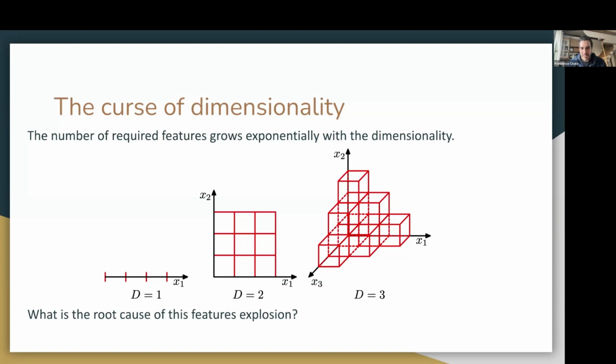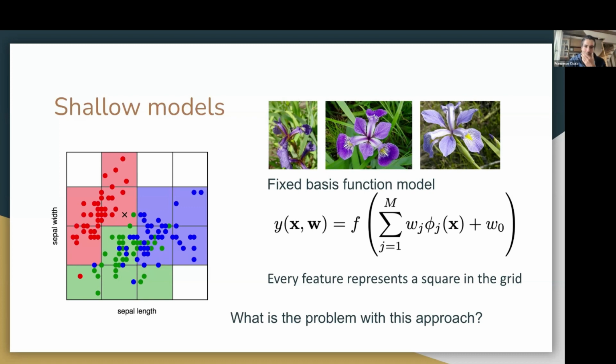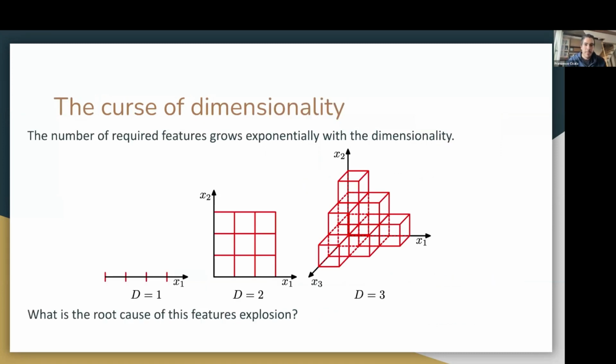So the answer is a bit subtle. The number of required features grows exponentially with the dimensionality. What does it mean? The feature in this case represents a square in this grid, right? And for each feature, we will need a parameter in the model telling us how important that feature is, in a way. But what happens when we now add two more measurements?